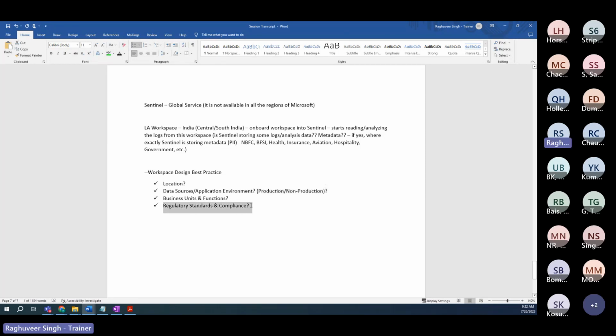So for regulatory standards, we have got the answer that we will have two workspaces, one in Europe and the other workspace for the rest of the data sources. For application environment, it is your discretion whether you want to ingest non-production logs, but production, anyway, you will be ingesting.